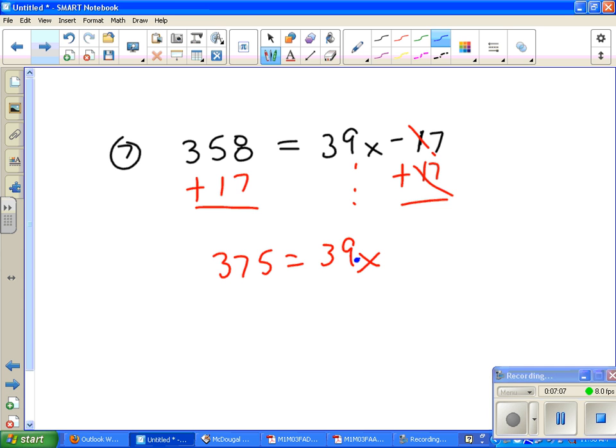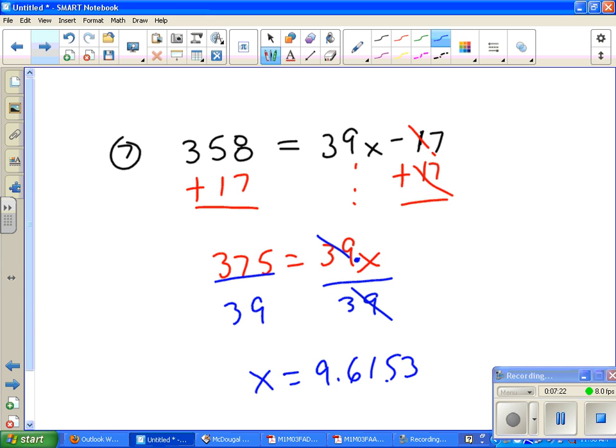Do the inverse of multiply by 39 and divide by 39, they'll cancel. Divide the right by 39, you got to do the same thing on the left, divided by 39, and x's value, notice I'm writing it backwards, x's value equals 9.6153. Again, not interested in what comes after that.